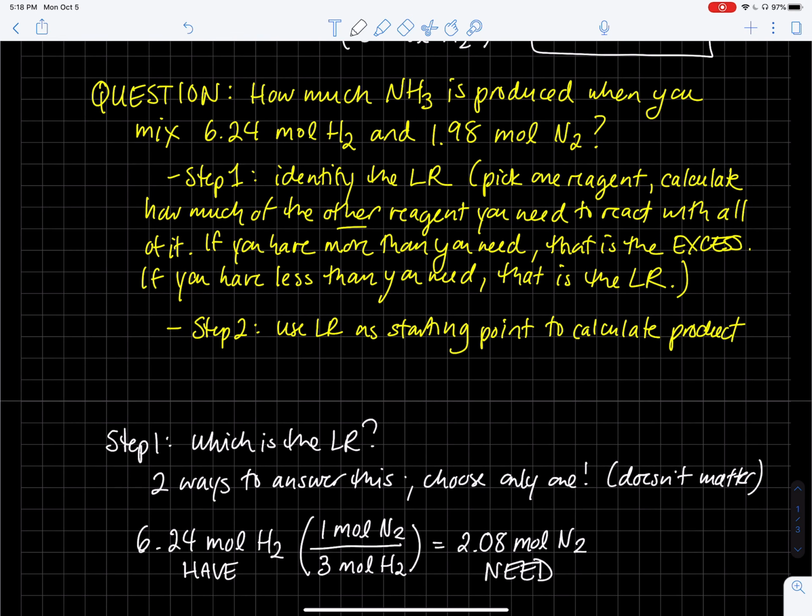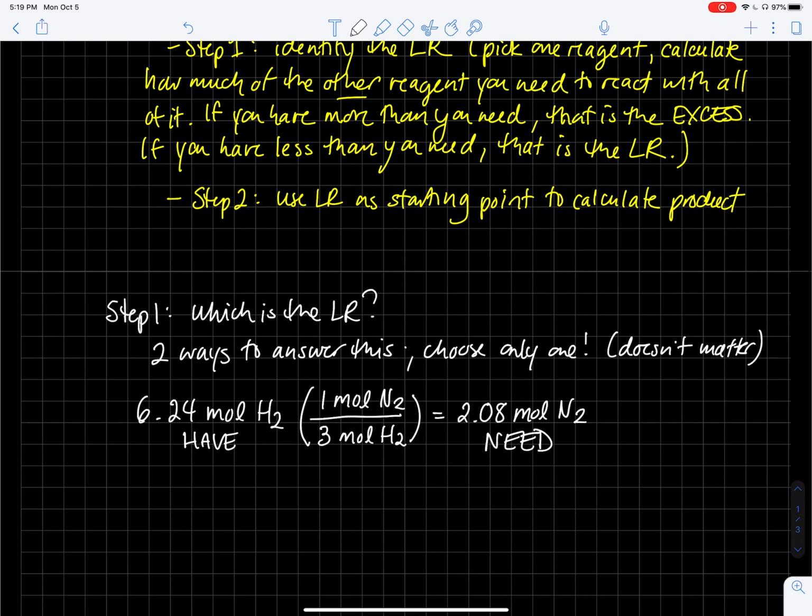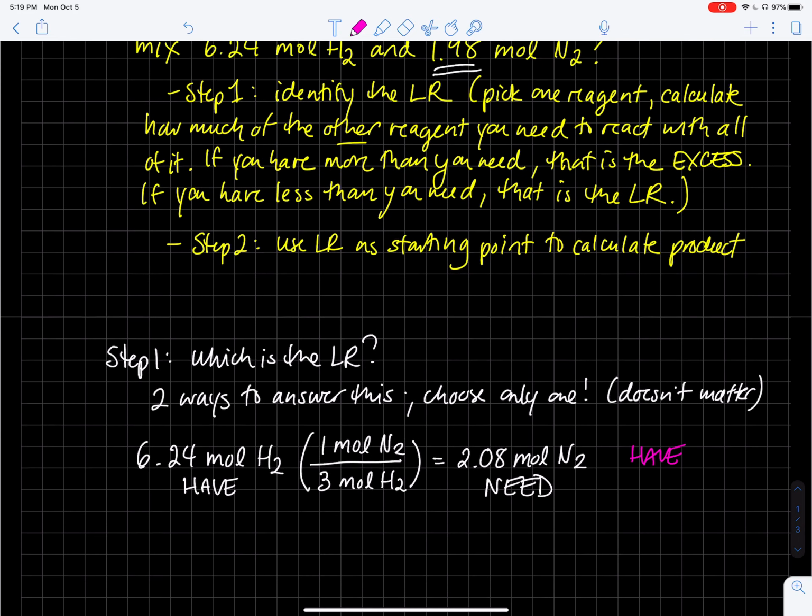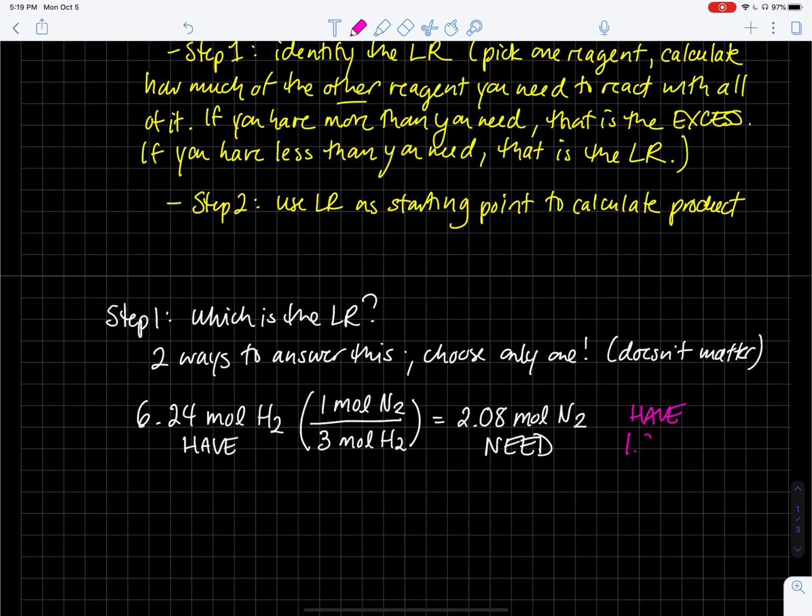So in this problem, you have up here 1.98 moles N2. That's what you're given. When I calculate something, I like to be very clear what I'm calculating. I have 6.24 moles of H2. I need 2.08 moles of N2. And I can then compare this to what I have, 1.98 moles of N2. So I have less than I need, or I need more than I have. So from these 2 points, I can say N2 is the limiting reagent.